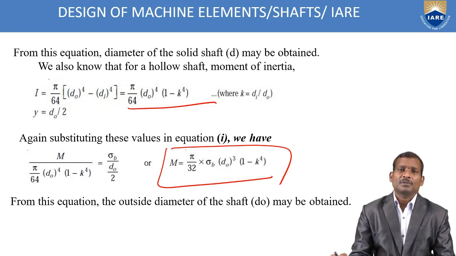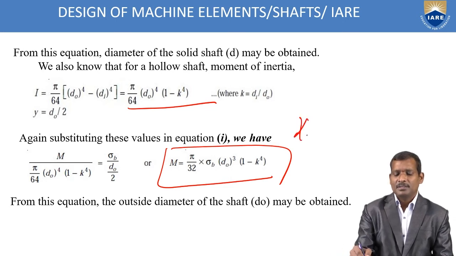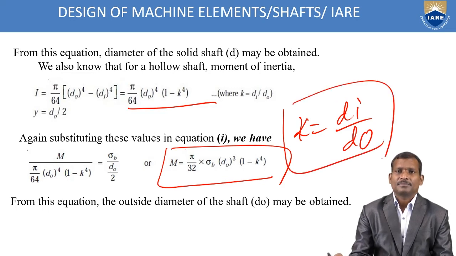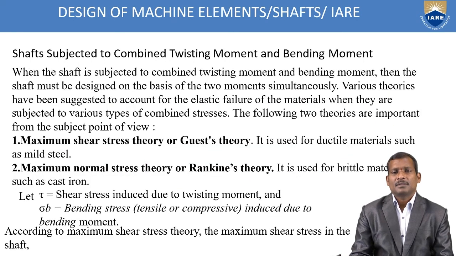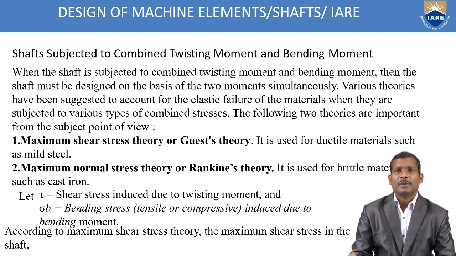If you know the d naught, you can calculate di. Why? Because k is equal to di by d naught. And next case, third case: shaft subjected to combined twisting and bending moment. In this case, the combination of torsion loads and bending loads will act on the shaft. In this case, the shaft must be designed on the basis of two moments.